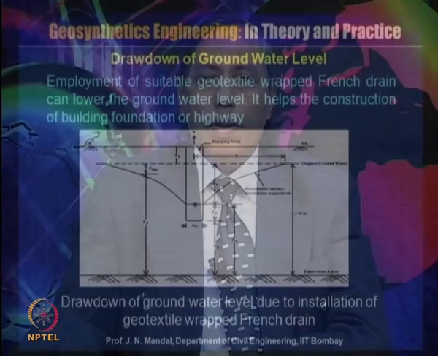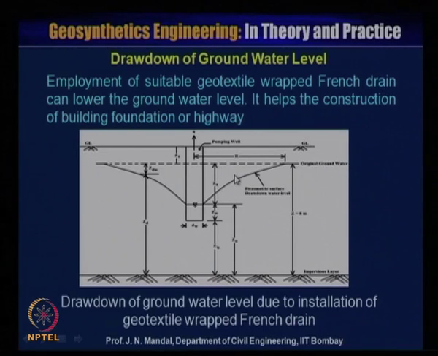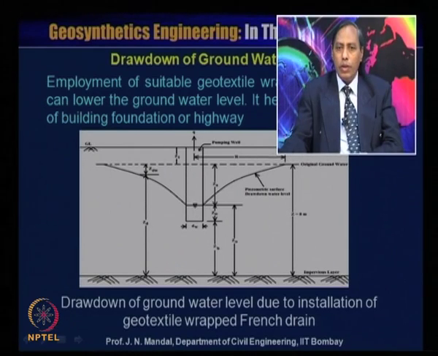Now first of all, you are also to calculate what will be the drawdown of the groundwater level due to installation of geotextile wrap French drain. So here the employment of a suitable geotextile wrap French drain can lower the groundwater level. It helps the construction of the building foundation or the highway. Here you know the drawdown curve of the groundwater level due to installation of geotextile wrap French drain.